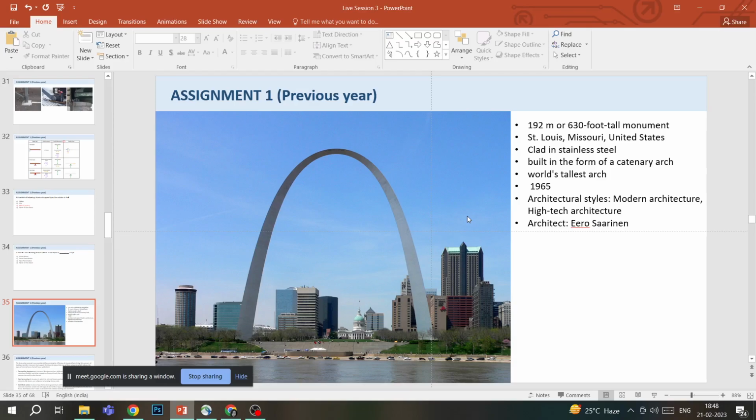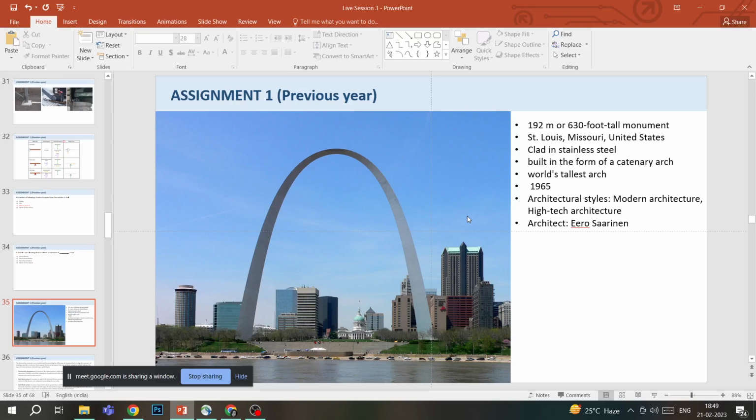A catenary arch is basically a kind of arch which I can't explain with hands. You can read about it later. For example, this is a strip of an arch and it's a little bent inwards. So that is called a catenary arch. You can look it up. It is the world's tallest arch. It was built in 1965.